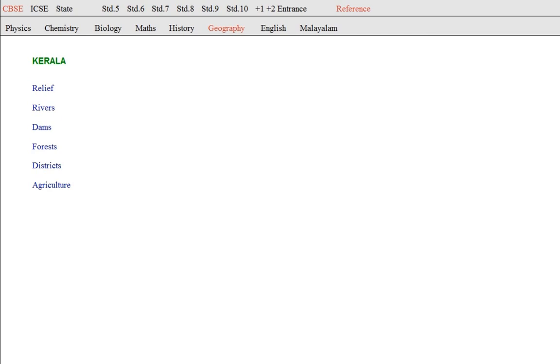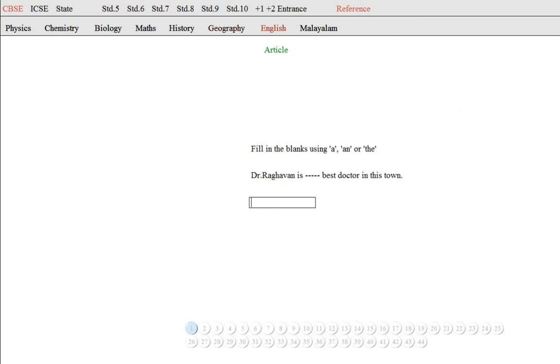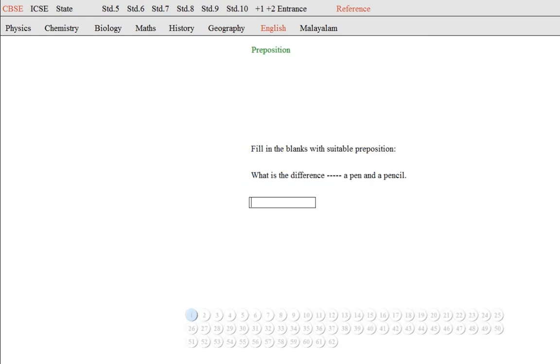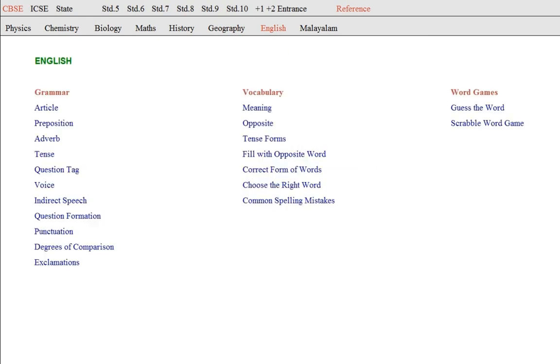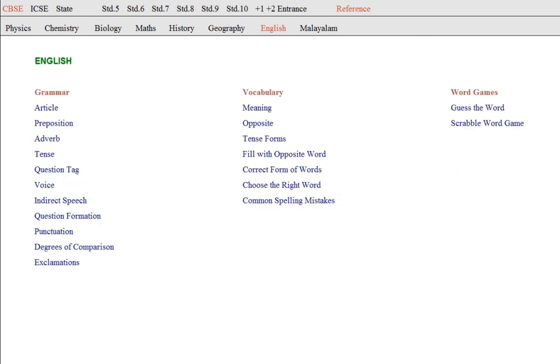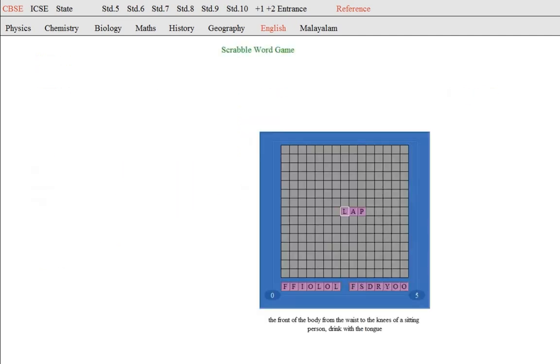Now, if you go to English, it has an extensive collection of information on grammar. You can type your answer here, and there are even some games here.